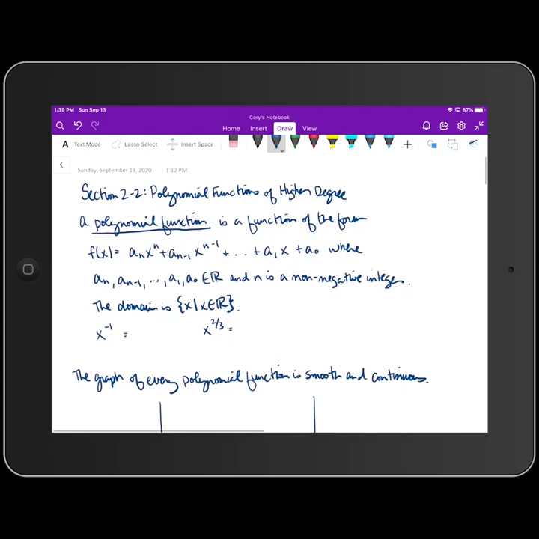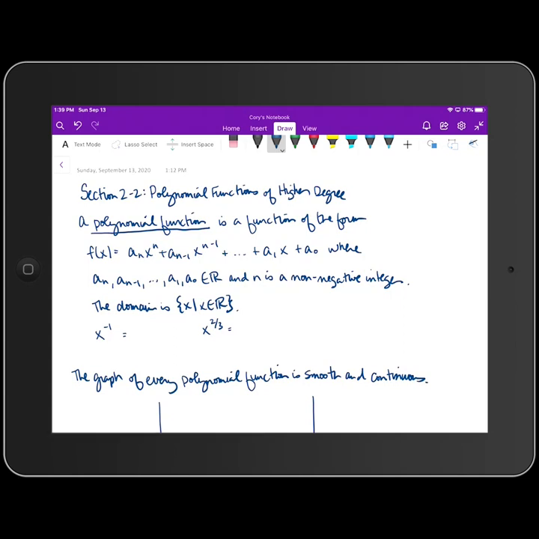Okay, so first let's start with the definition of a polynomial function. So a polynomial function is a function of the form. The notation looks very confusing, but it's not. This is how math books define a polynomial function.